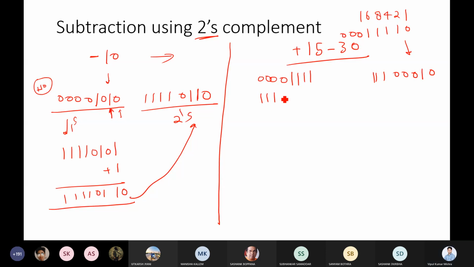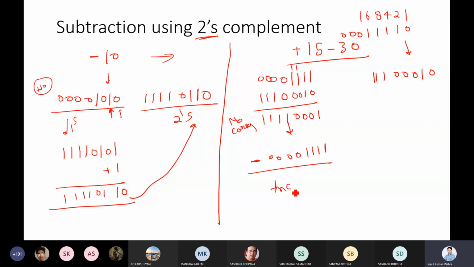1 1 1 0 0 0 1 0. Let's add it. So it will get 1 here, then 1 plus 1 is 0, then again 0, then again 0, because here carry, then 1 1 1 1. Now what you need to do, because there is no carry, you have to take 2's complement of this. So what will be the 2's complement of this? It is the first one, so you'll keep it here and then take 2's complement, so invert it. 1 1 1 0 0 0 0 and minus sign. So this will be your answer.